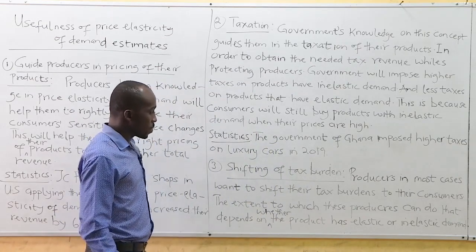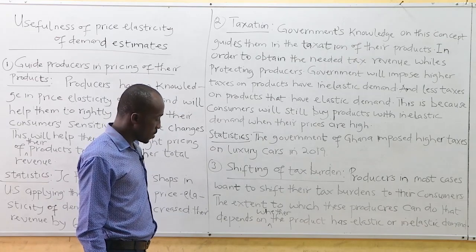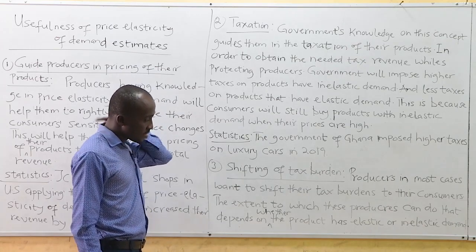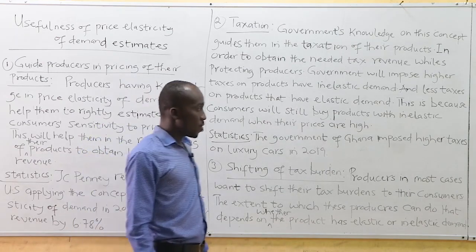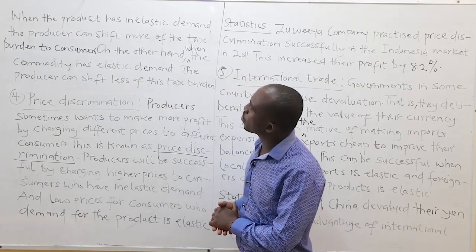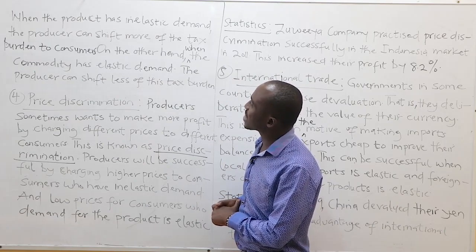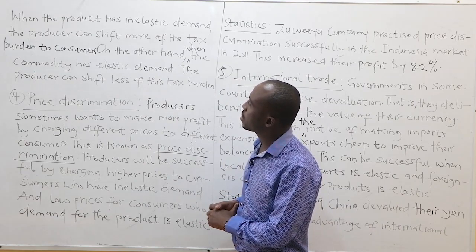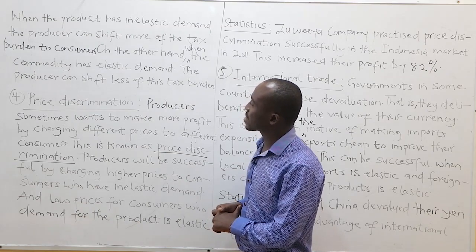Shifting of tax burden. Producers in most cases want to shift their tax burden to their consumers. The extent to which these producers can do that depends on whether the product has elastic or inelastic demand. When the product has inelastic demand, producers can shift more of the tax burden to consumers. On the other hand, when the product has elastic demand, the producer can shift less of this tax burden.